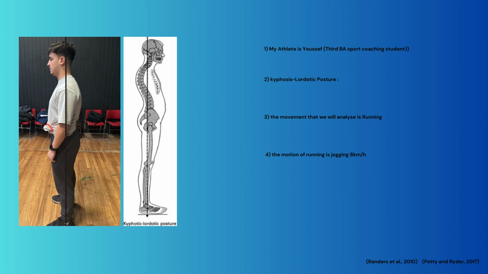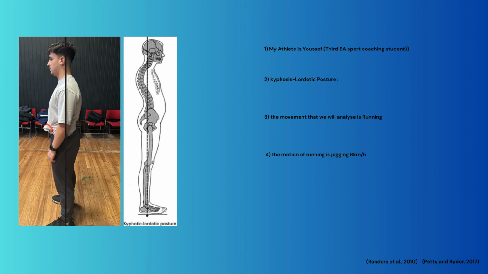It is a kyphosis-lordosis posture. As we can see, according to the literature mentioned below, the pelvis is tilted anteriorly, and the flexion occurs in the hip joint, which increases the forward arching in the lumbar spine, and the flexion in the thoracic spine, which is kyphosis.